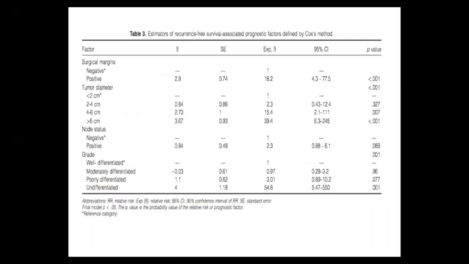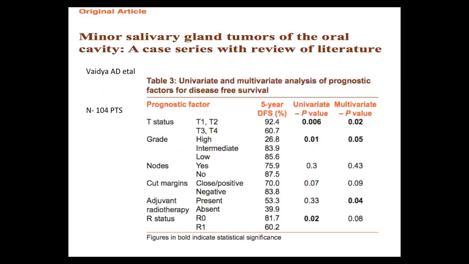They also looked at recurrence-free survival associated with prognostic factors by the Cox method, and they again found the surgical margins, tumor diameter, status, and grade. Now, not all studies show grade as a prognostic factor, but many of them do. Now, this is something by the stalwarts of our hospital, our institute in India, by Dr. Abhishek Vaidya. This article came.